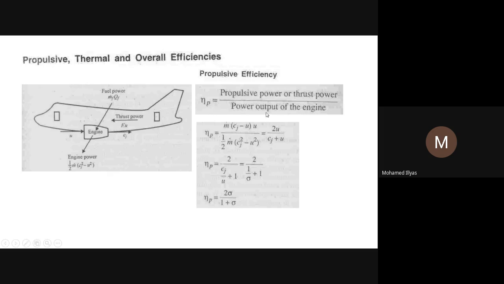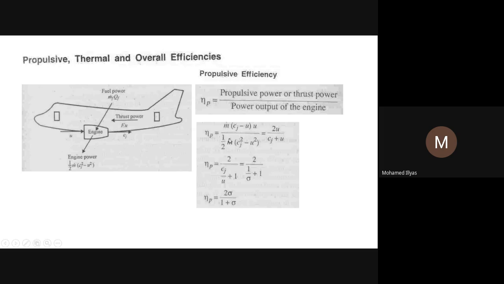Propulsive efficiency: in the numerator, how much propulsive power is produced? What is the power output of the engine? This power output of the engine is the actual power, correct, with respect to the heat input given. Corresponding to that, how much thrust is produced? With respect to the fuel, you got this power output, so how much propulsive power corresponding to that has been produced? For that, we use this efficiency, called the propulsive efficiency. The propulsive power or thrust power is F into U, where F is m dot into Cj minus U.